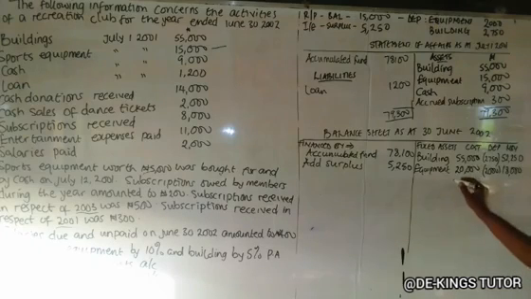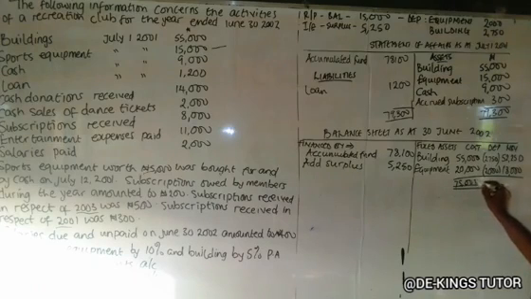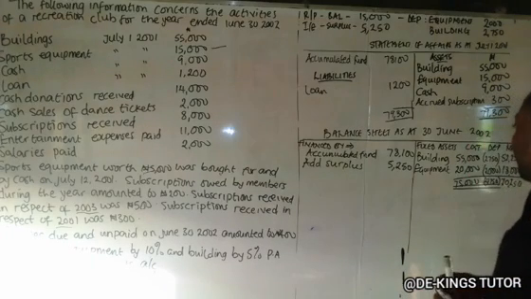So we will have this, which will give us 75,000 as total cost. This will give us 4,750. Now this will give us 70,250. Okay, so that is fixed assets.